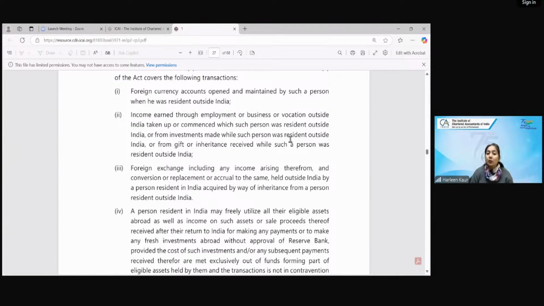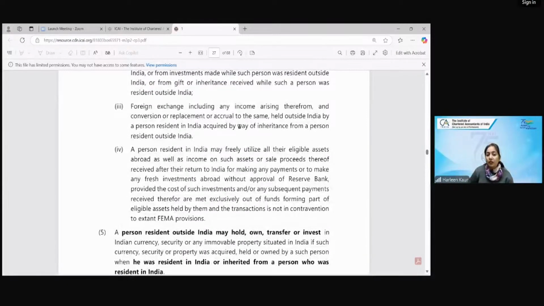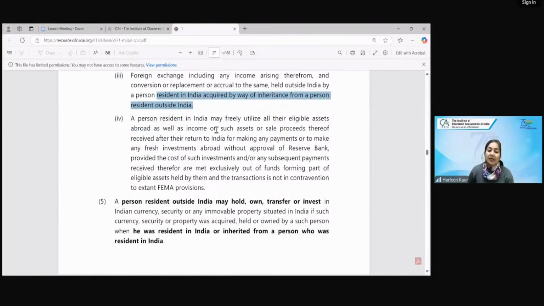Foreign exchange, including income arising from the conversion or replacement or accrual of the same held outside India by a person resident in India, acquired by inheritance. It is the same case. Shah Rukh Khan dies, his children get the property inherited from outside India. Now, if they convert it or replace it, whatever income or foreign exchange is involved, it is a capital account transaction. A person resident in India can freely use all these eligible assets abroad after they return to India, making payments and fresh investments without the approval of RBI.